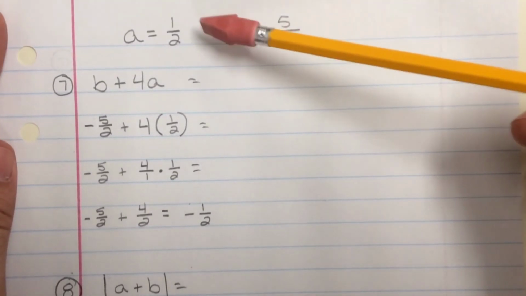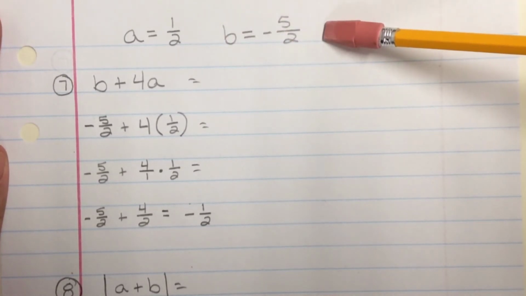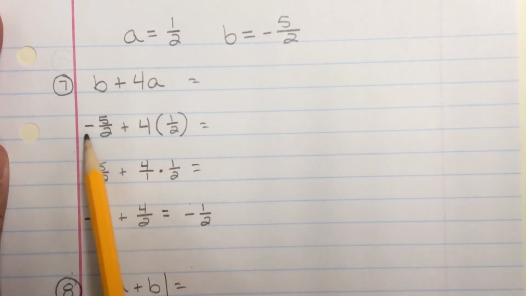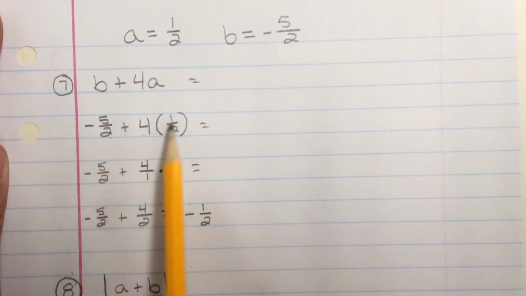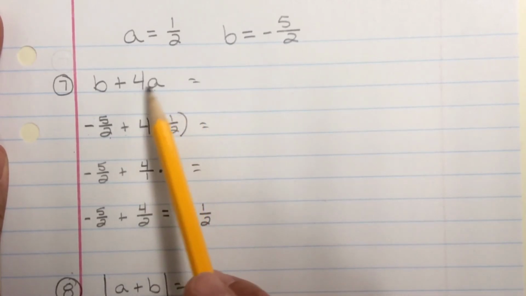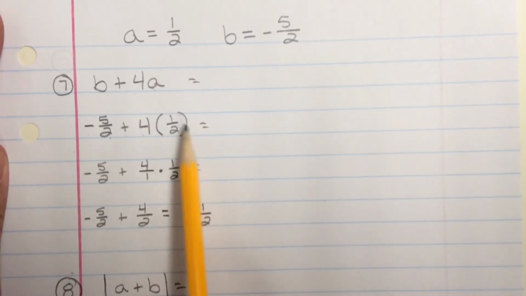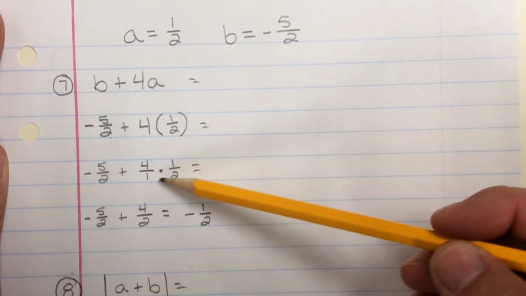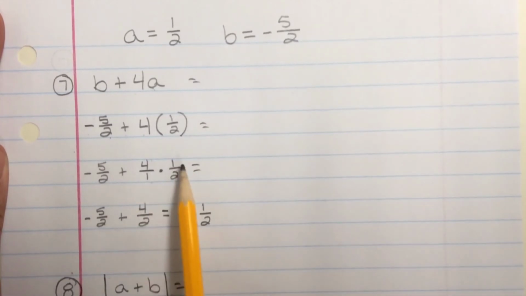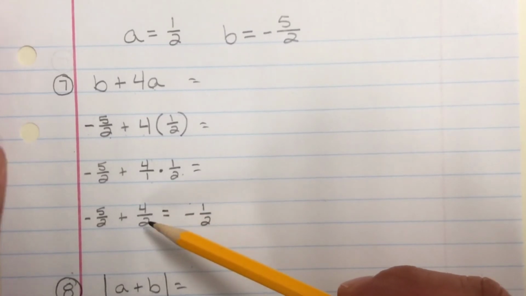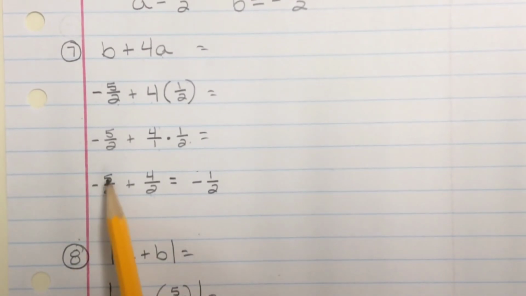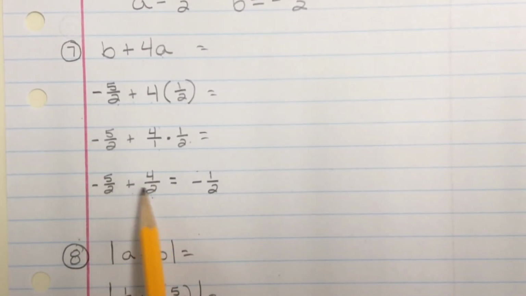Okay, for both of these, a equals 1/2 and b is going to equal negative 5/2. So the first problem, b plus 4a becomes negative 5/2 plus 4 times 1/2. Because remember, 4a means 4 times a, so it's 4 times 1/2. We have to take care of this multiplication first. 4 is really 4/1 times 1/2. We multiply across the top to get 4, and we multiply across the bottom to get 2. Now, I would normally simplify that, but we have common denominators, which we need to do this addition. So negative 5/2 plus 4/2, different sign, subtract.